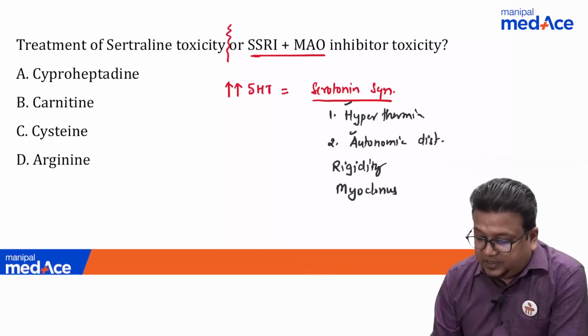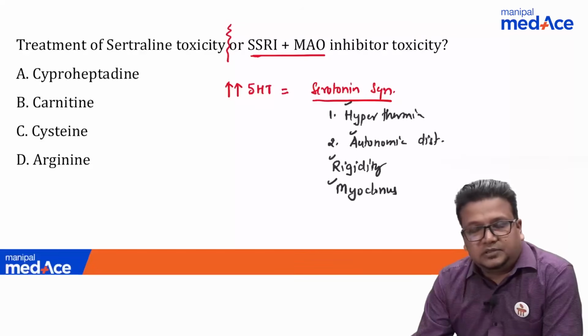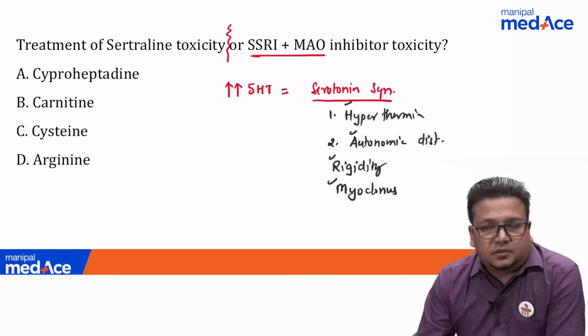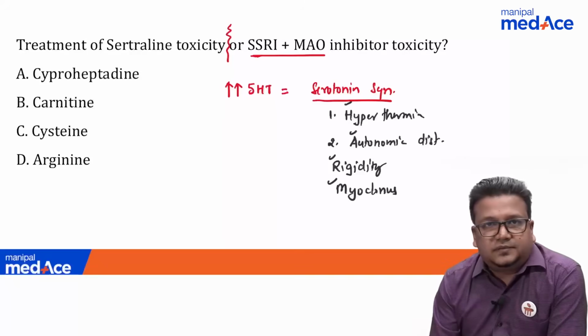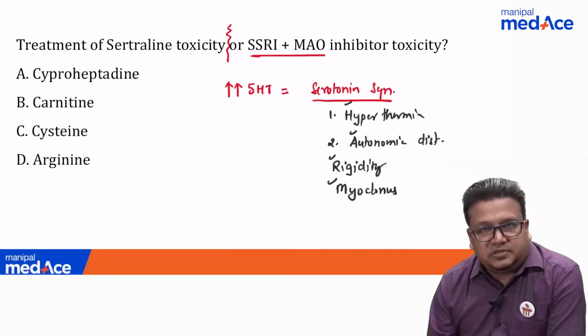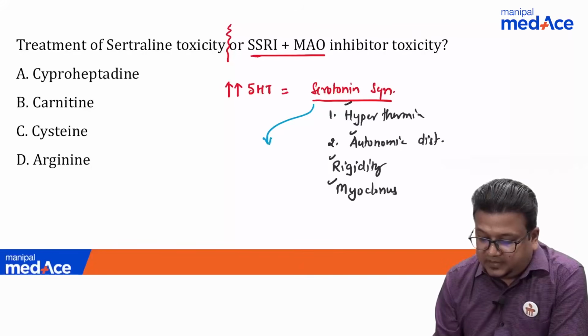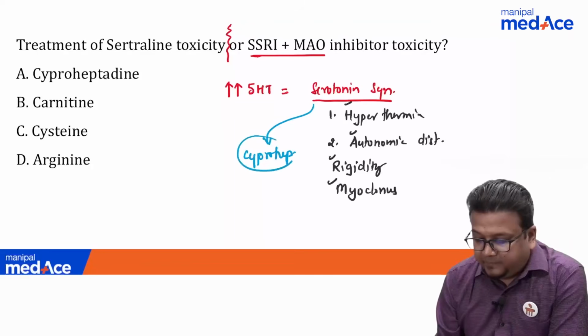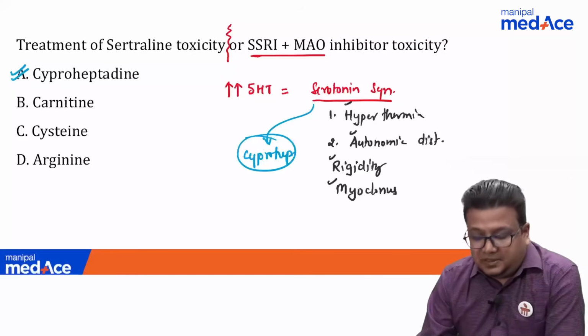These are the predominant symptoms of serotonin syndrome caused by excess of serotonin action, whether by SSRIs alone or by a combination of serotonergic drug like SSRI plus MAO inhibitor. And the treatment of serotonin syndrome is very simple, an anti-serotonergic drug, that is cyproheptadine. That is the only drug that we use. So cyproheptadine would have been the answer.